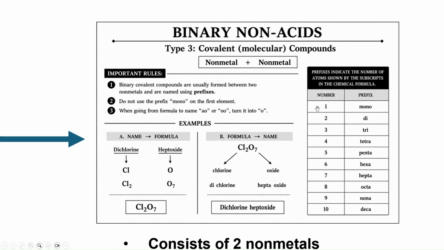Type 3 consists of covalent, also known as molecular, compounds made from two nonmetals. And these compounds are named using prefixes, as you see here on the right side. Like I said, these compounds are named using prefixes to indicate the number of atoms of each element.